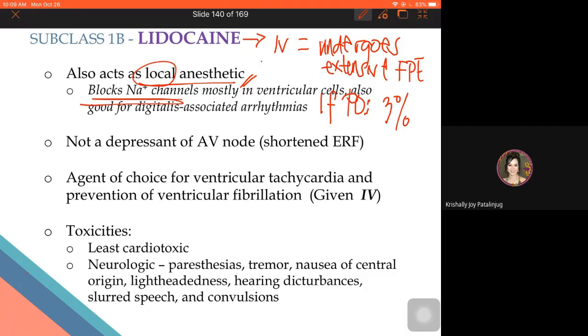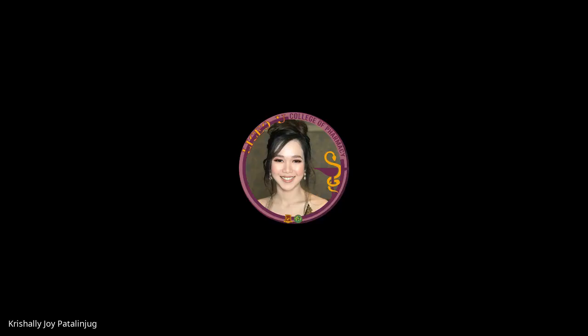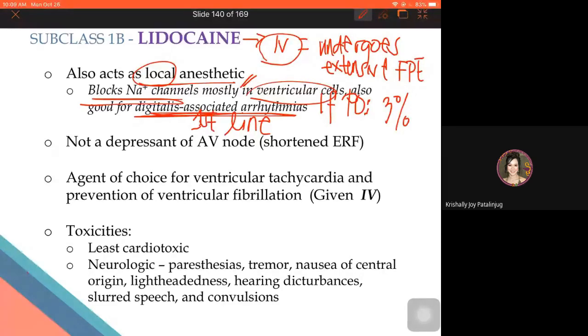And when lidocaine is administered intravenously, it can block the ventricular cells. That's why it is considered as the first line. Take note ha, first line agent for digoxin-induced ventricular tachycardia. Yung na-mention kanina, di ba? Si lidocaine pa rin yung first line agent for digoxin-induced ventricular tachycardia. Alternative lang yung kanina na na-introduce. Yung first line pa rin is si lidocaine, then followed by amiodarone. So please take note of this. So that is for the application of lidocaine.